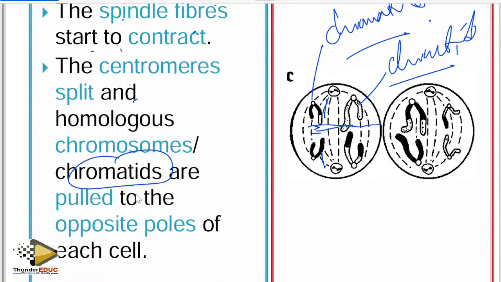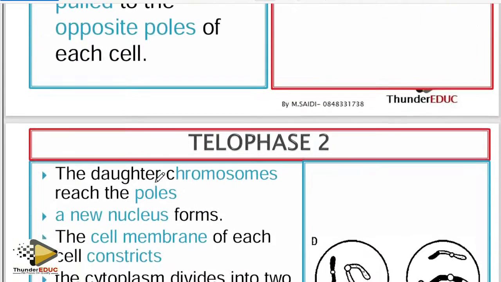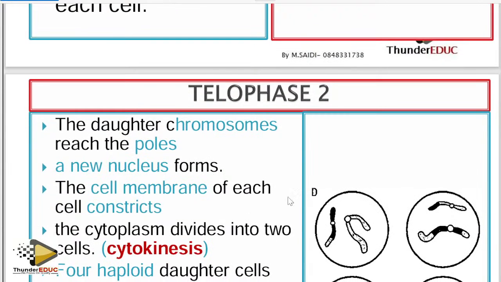So the chromatids are put at opposite poles of each cell. The moment they reach the pole, they look like chromatids still, but they are no longer called chromatids. Once they reach the poles, we call them single-stranded chromosomes. So now they are called single-stranded chromosomes.